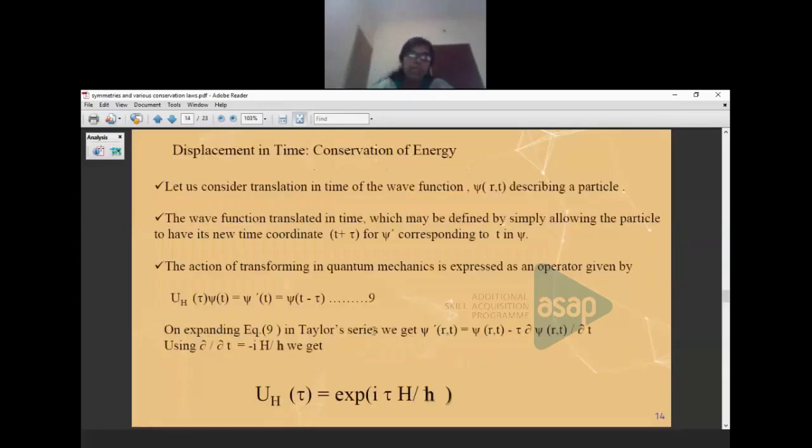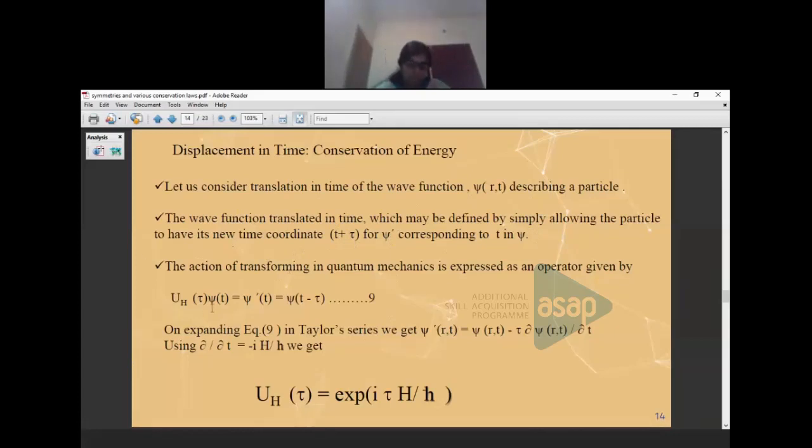Now let us discuss displacement in time. Once we have covered the translation in space and conservation of linear momentum, now we will be discussing displacement in time, that is, conservation of energy. Let us consider translation in time of a wave function ψ(r,t) describing the particle. The wave function translated in time will have a new coordinate, t plus τ, for ψ' corresponding to t in ψ, and we use the same basic principles which we have used for our momentum case.